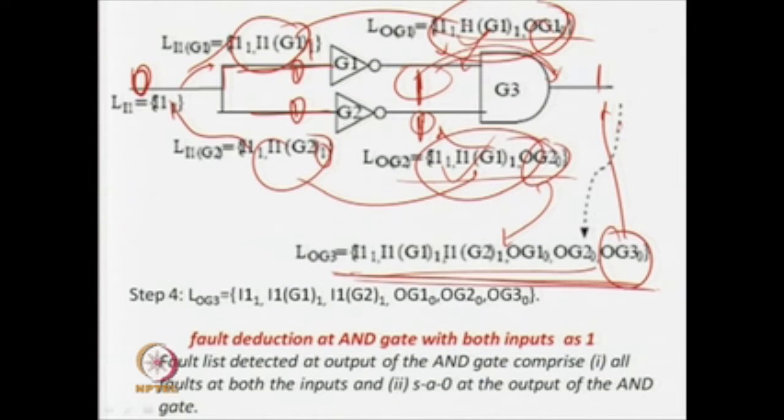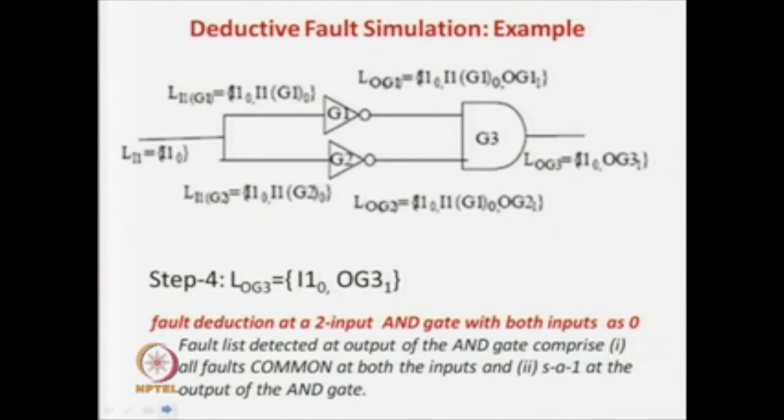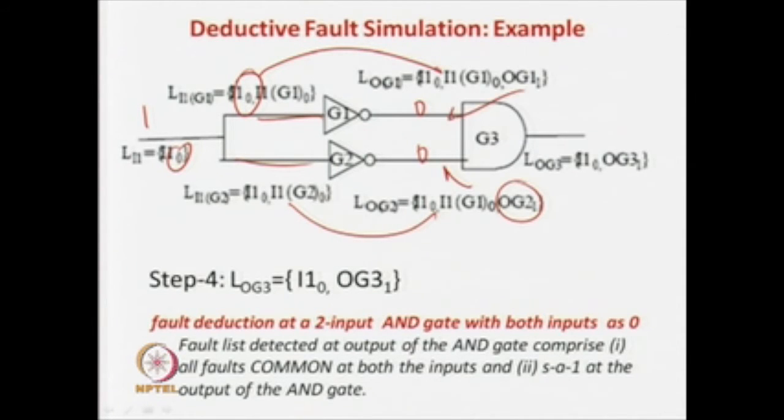So we found out the rule for the AND gate: when both the inputs are 1, then all the faults at both the inputs and stuck-at-0 at the output of the AND gate are detected. This is the rule for the AND gate when everything is 1. Then we took the case when the output here was a 1. So you can detect a stuck-at-0 fault at this net, and then this will be 1 over here, so you get a 0 over here. So the whole list comes here because of this inverter, and then you can add a stuck-at-1 fault at this net.